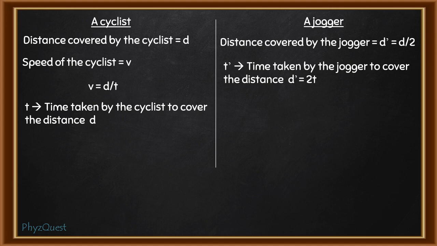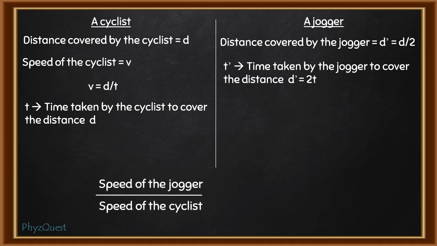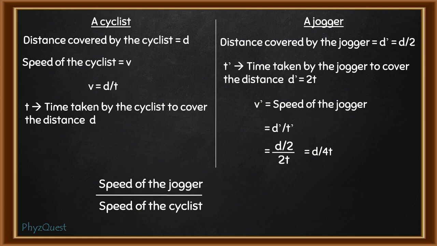Now our purpose in the question is we need to find out the ratio of the speed of the jogger to the speed of the cyclist. Now we have the speed of the cyclist, we have to calculate the speed of the jogger. So speed of the jogger, let us suppose it is v prime. So v prime is equal to d prime divided by t prime. Now d prime is equal to d by 2 and t prime is equal to 2t, which is equal to d by 4t. So now we have both v and v prime.